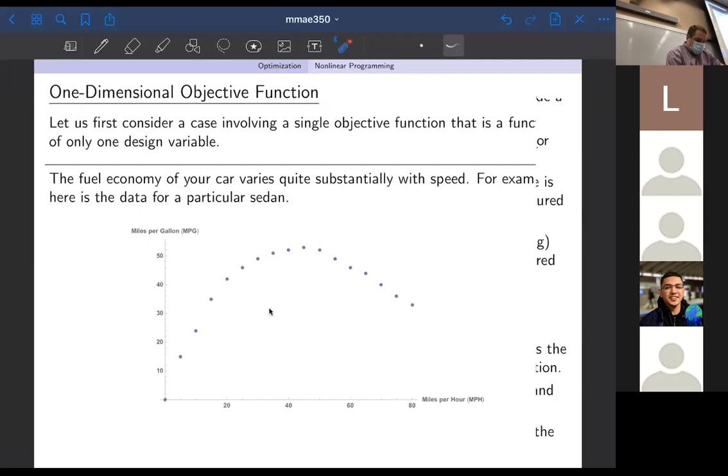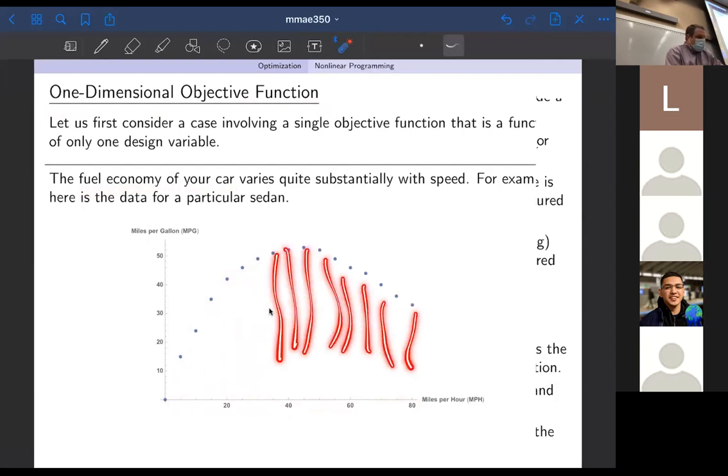In this case, it is the miles per hour. So that's the thing we're going to change, the miles per hour. What we're going to do is look at the fuel economy of a car. This is the actual data from a particular vehicle. At different speeds, they measured the fuel economy in miles per gallon. And so you see the raw data right there.